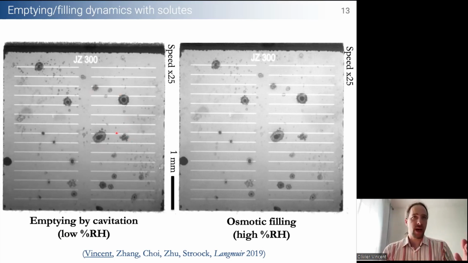And what we did is the liquid that imbibes the systems here is not pure water as before, but it contains a solute. I think in this case it was urea, but it doesn't really matter if it's urea or salt, and we did it with salt as well.